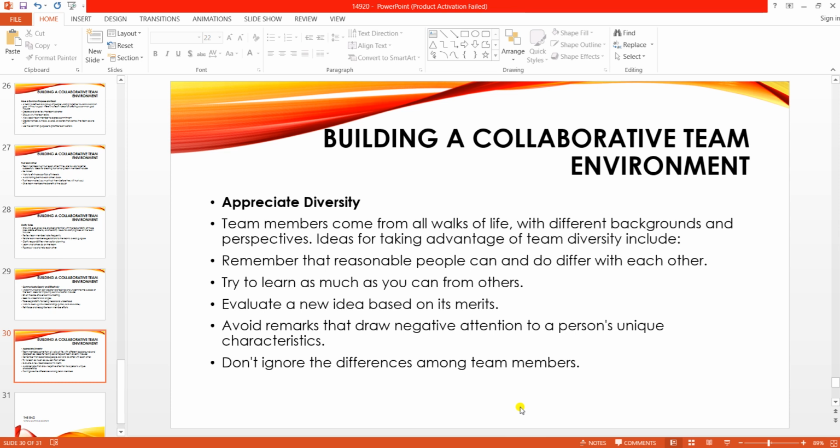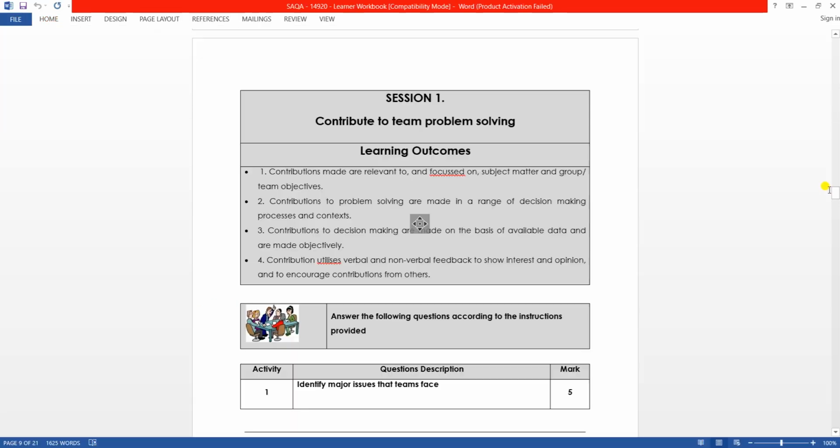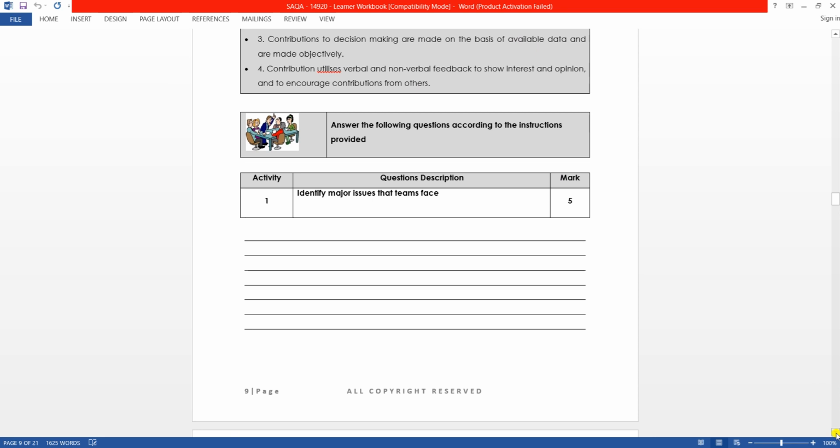So that's it in terms of session 2. So I'll go through your formatives and summatives in terms of what needs to be done for this unit standard. Let's look at some formative assessment for this unit standard. Let's look at activity 1 for 5 marks. Remember, you need to go in accordance with the mark allocation that is given. In this instance, you need to identify major issues that teams face. That's for 5 marks for activity 1.